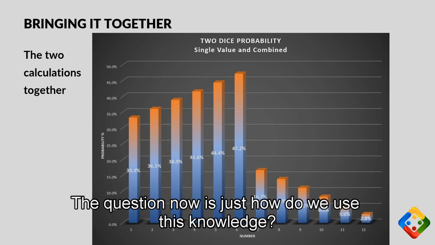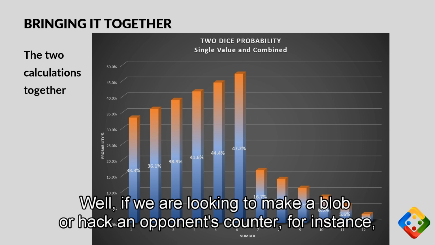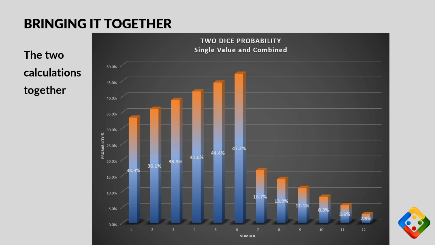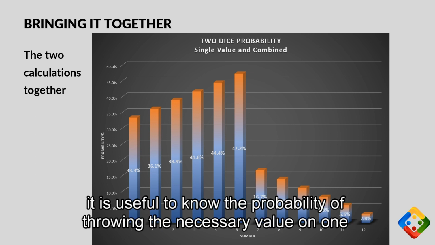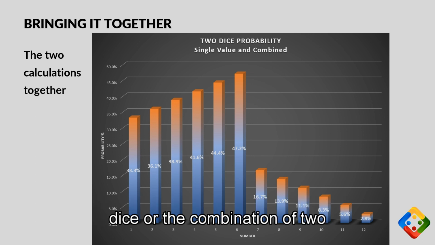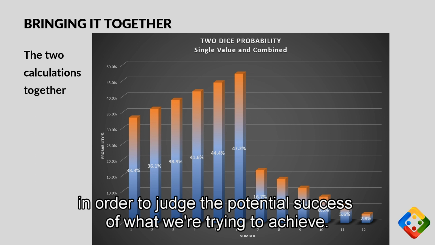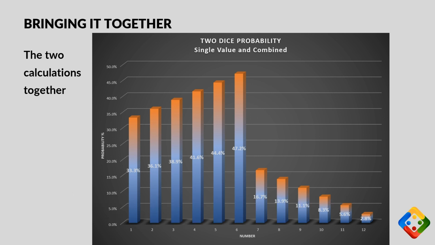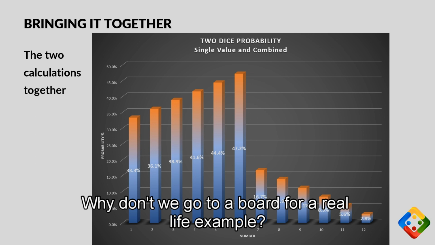The question now is just how do we use this knowledge? Well, if we are looking to make a blob or hack an opponent's counter, for instance, it is useful to know the probability of throwing the necessary value on 1 dice or the combination of 2 in order to judge the potential success of what we're trying to achieve. Why don't we go to a board for a real-life example?